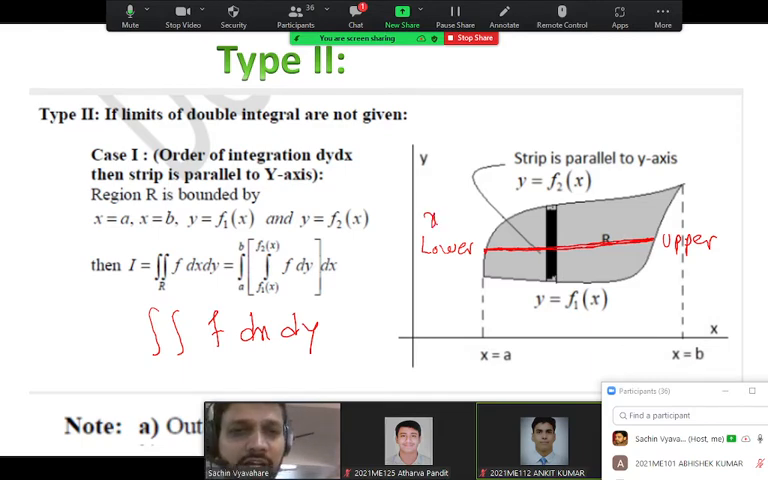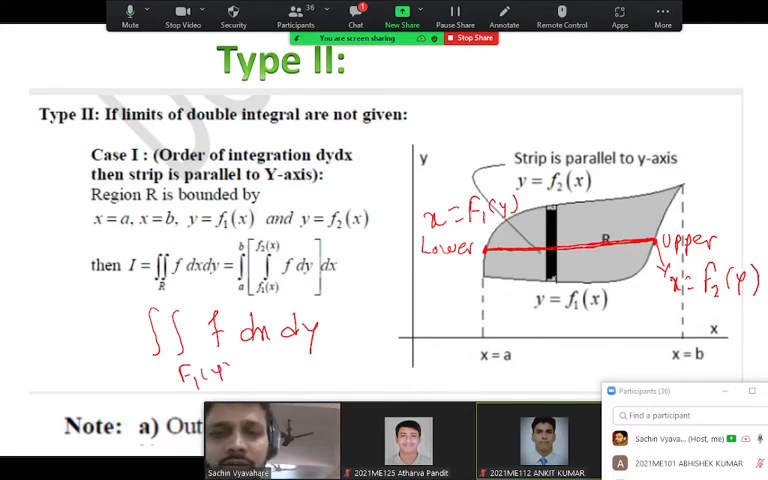Say x equal to, suppose the equation of this curve in terms of x is x equal to, say I will take capital F1(y). And this upper end suppose touching to this curve, x equal to capital F2(y). So that becomes the lower and upper limit of x, say F1(y) to F2(y). So that is the limits of x. And now we have to check what is the minimum and maximum value.